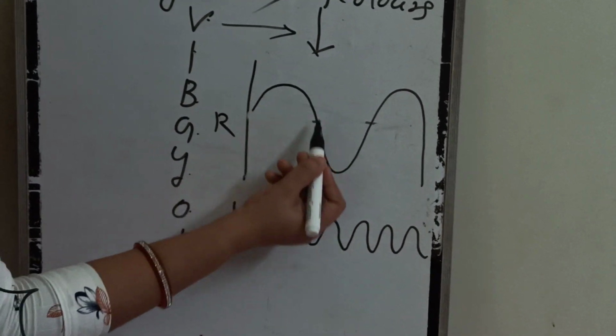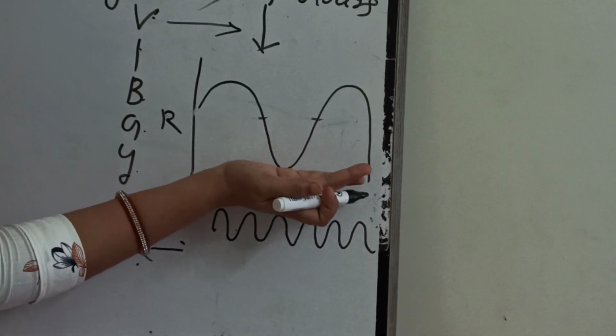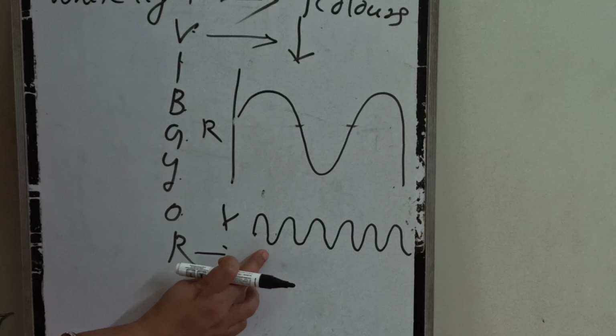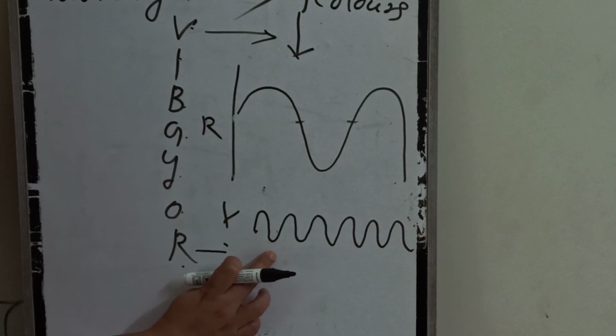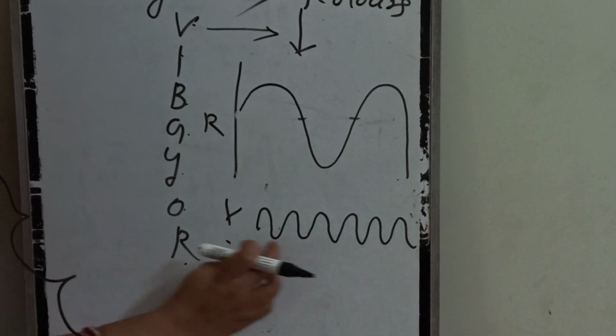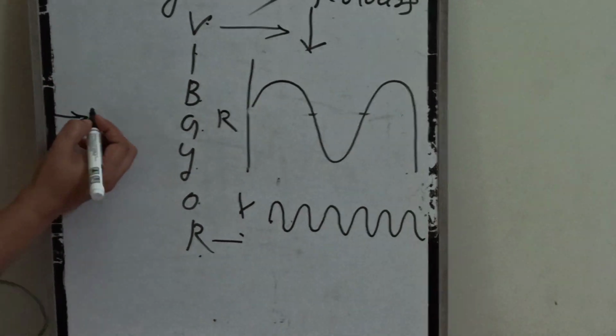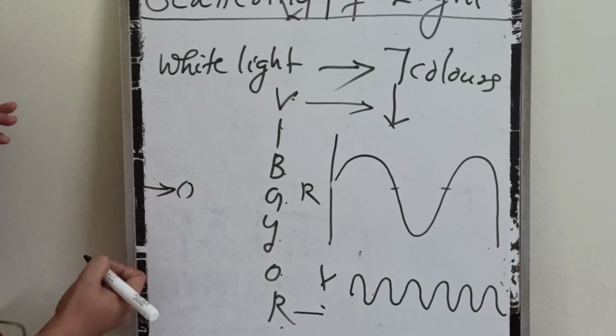Here, the highest wavelength but least frequency. Number of waves produced is less. Here, low wavelength but high frequency. Understand? Now, if I am taking white light hitting a particular obstacle, what will happen?